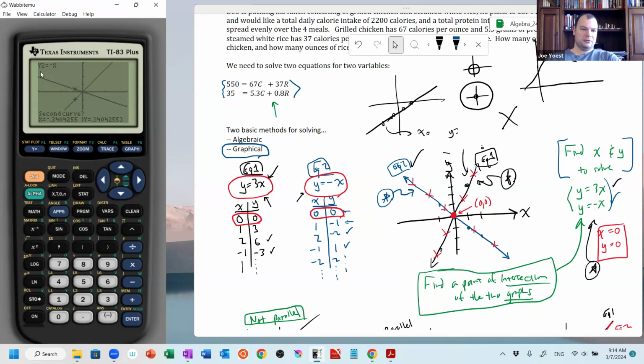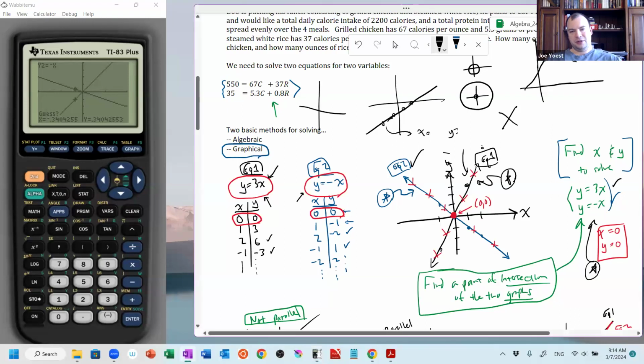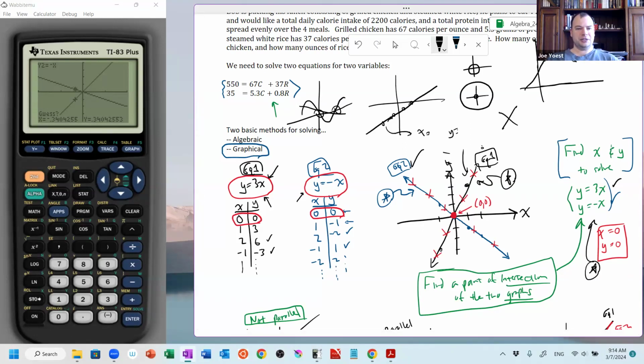Here's my second curve, y2 equals negative x. That looks right. So I'll hit enter. It asks me for an initial guess. For linear equations, it doesn't really matter. But if I had two more complicated equations that went like this, am I looking for this or that solution? Which intersection am I looking for? That's why the calculator asks for a guess. If I put my guess close to one of the solutions, it'll more likely find that solution.